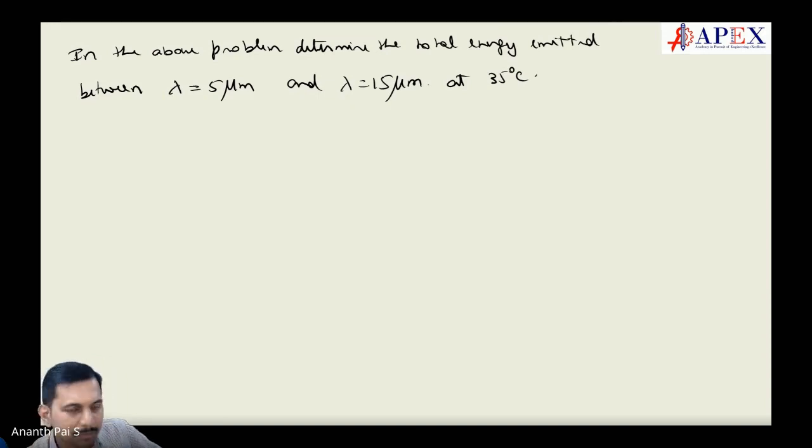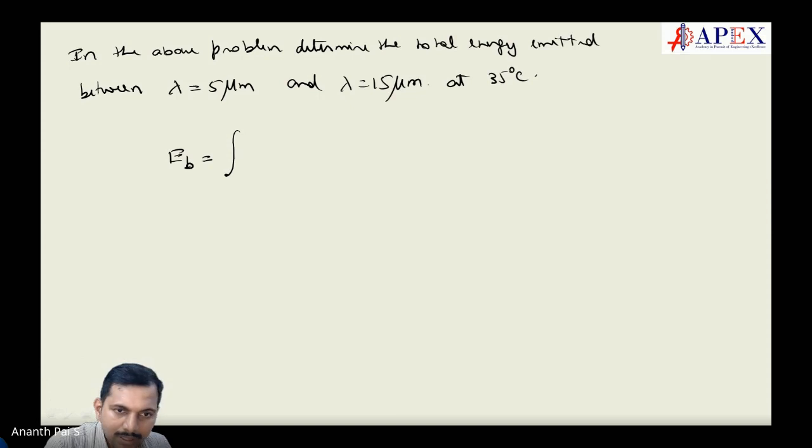What is the energy emitted in that range? So Eb is equal to the integration from lambda 1 equal to 5 micrometer to lambda 2 equal to 15 micrometer of Eb lambda d lambda. Now, integration is difficult there.